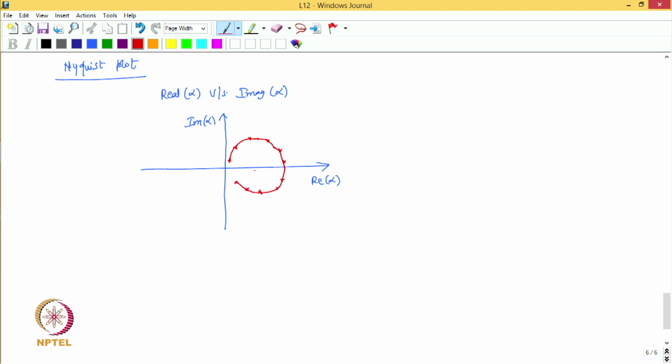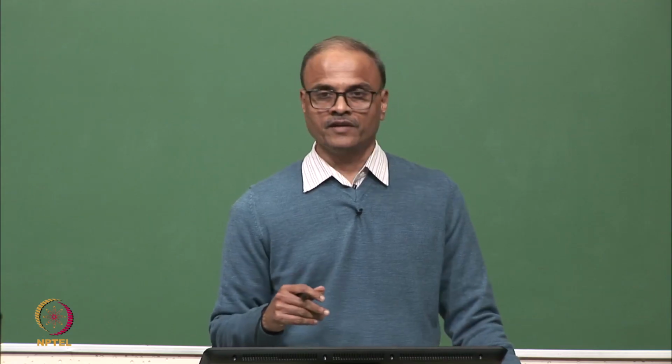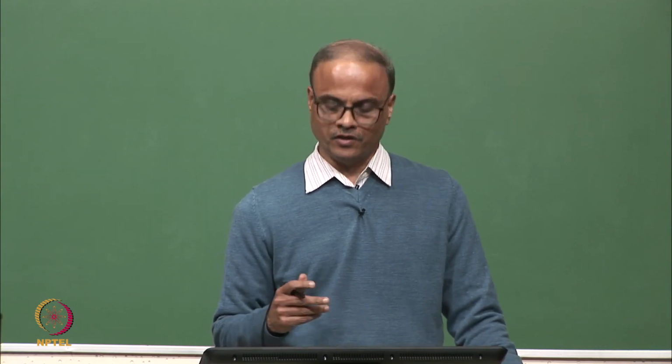Something like this. Okay. So in the Nyquist plot, the frequency variable appears only implicitly. However, we can see the variation of the real and imaginary parts against each other. That is the advantage of the Nyquist plot.